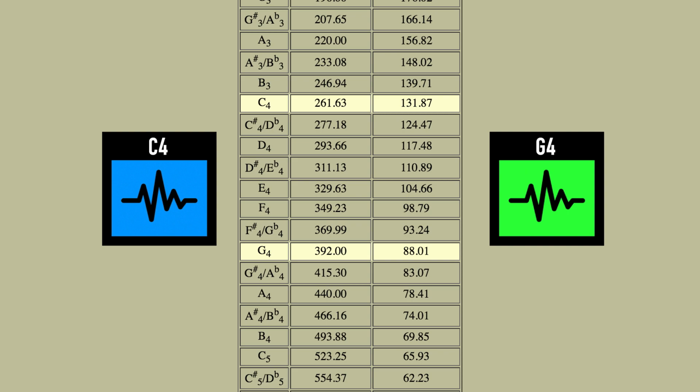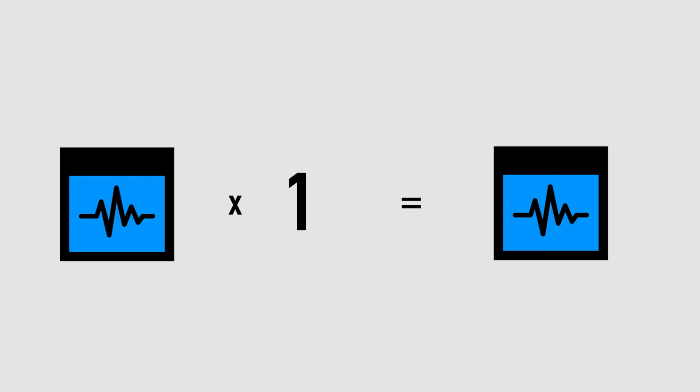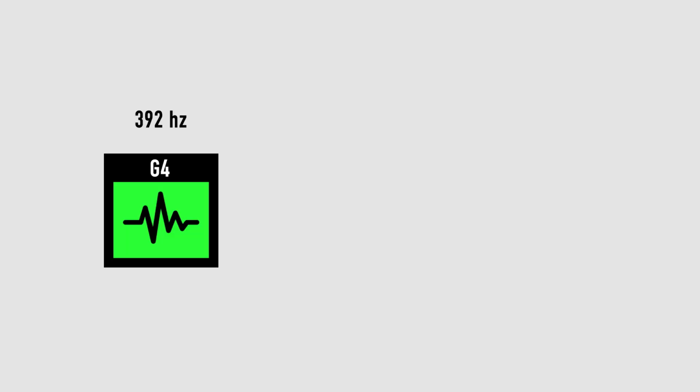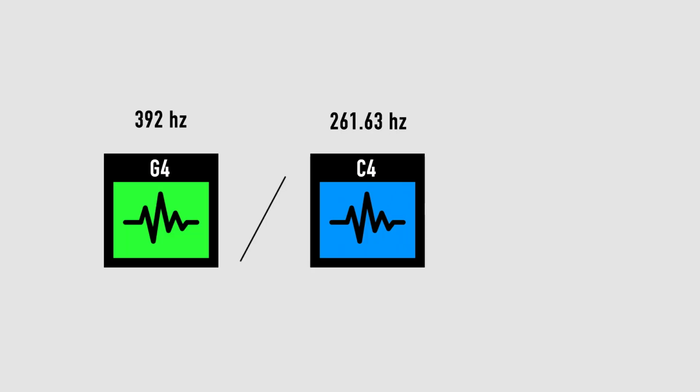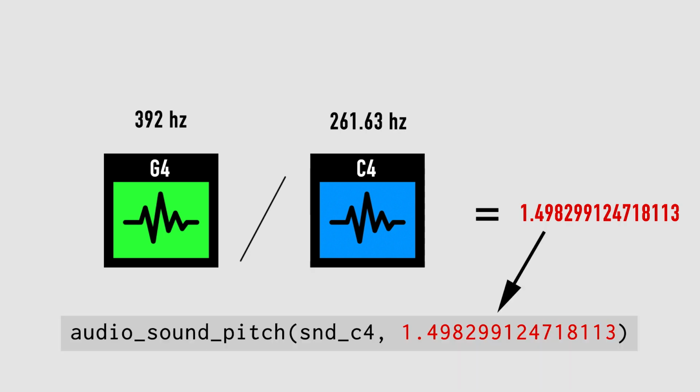So now that we have our two frequencies, we can figure out what number we need to multiply our pitch by. We know that audio_sound_pitch multiplies the original pitch by whatever value we provide. Using this knowledge and some simple algebra, we know that we can determine what this value should be by dividing our desired frequency by our current frequency. So, taking our frequencies from before, G4 divided by C4 equals this. Just punch this number into audio_sound_pitch and you get G4.